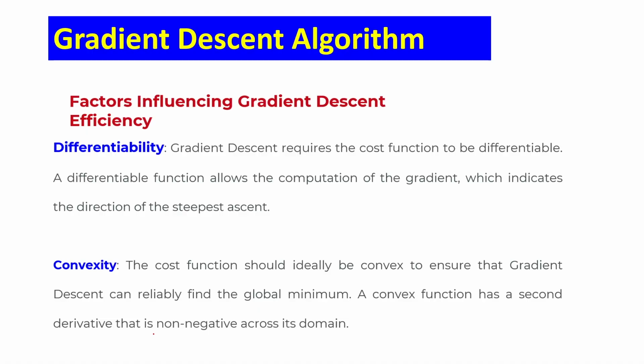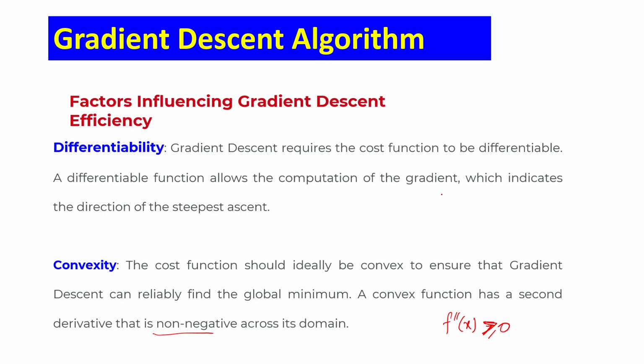The cost function should ideally be convex to ensure gradient descent can reliably be applied to find the global minimum, and a convex function must have a second derivative that is non-negative. Remember this, non-negative, or not 0. The second derivative must be greater than 0. That is the condition of minimum, right.